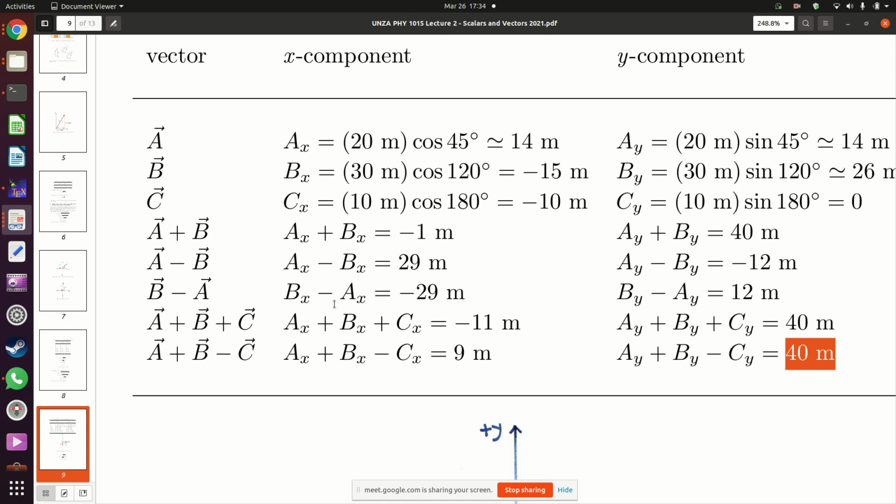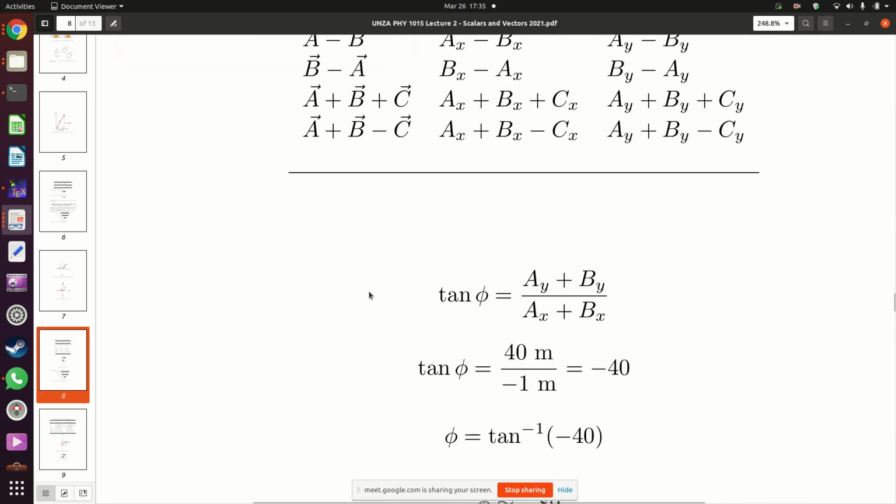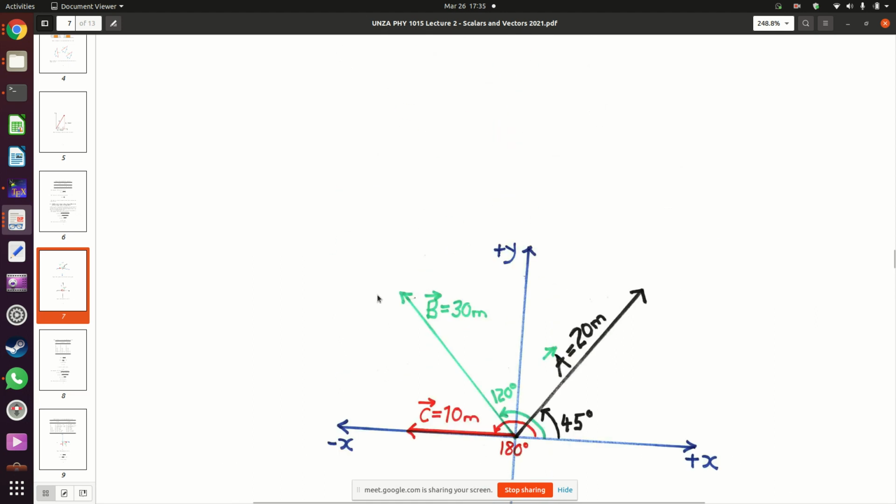Okay, so if there are no other questions, now that we have worked out how much each of these vectors, A plus B, A minus B, B minus A, A plus B plus C, A plus B minus C, is along the x-axis and along the y-axis, we are going to use this information to work out the size and the direction which these vectors make with the positive x-axis. We are going to start with vector A plus B. We know that A plus B along the x-axis is minus 1 and along the y-axis is 40. So we're going to find the size of this A plus B as follows.